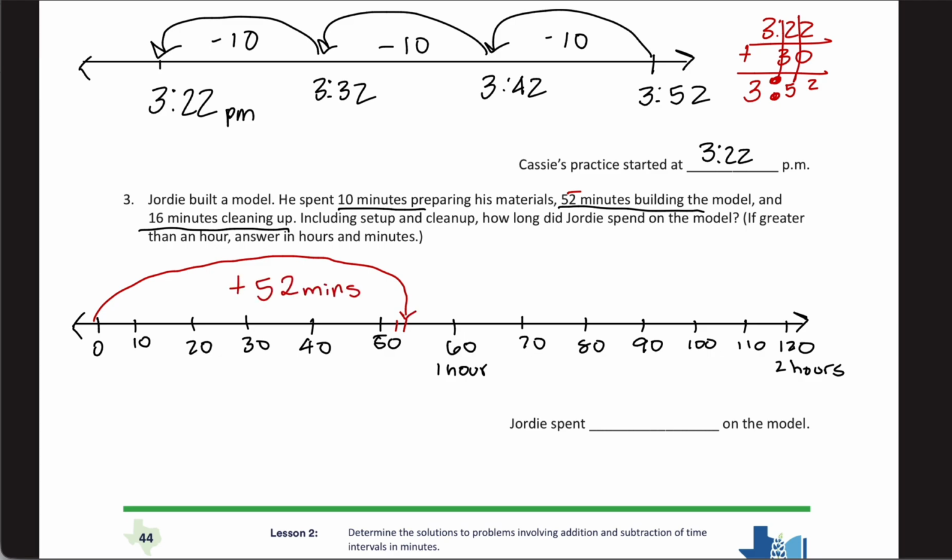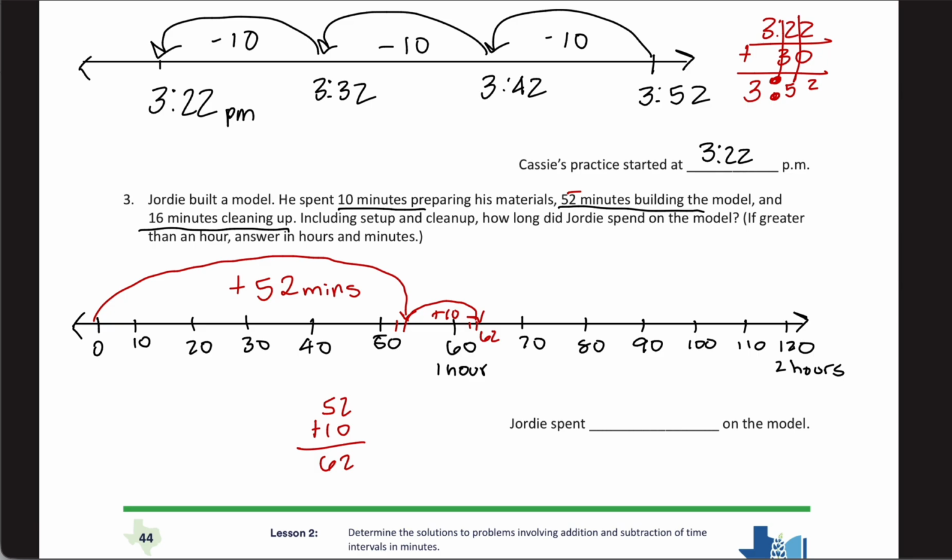Okay. Then it says that he spent 10 minutes prepping his materials. So I'm going to do basically 52 plus 10. I'm going to write that here. 52 plus 10 makes 62. So now I'm going to go 10 minutes into the future, which will be 2 after 60. I'm going to put that right there, plus 10. And we know that that's 62. Okay, so we already know we're over an hour.